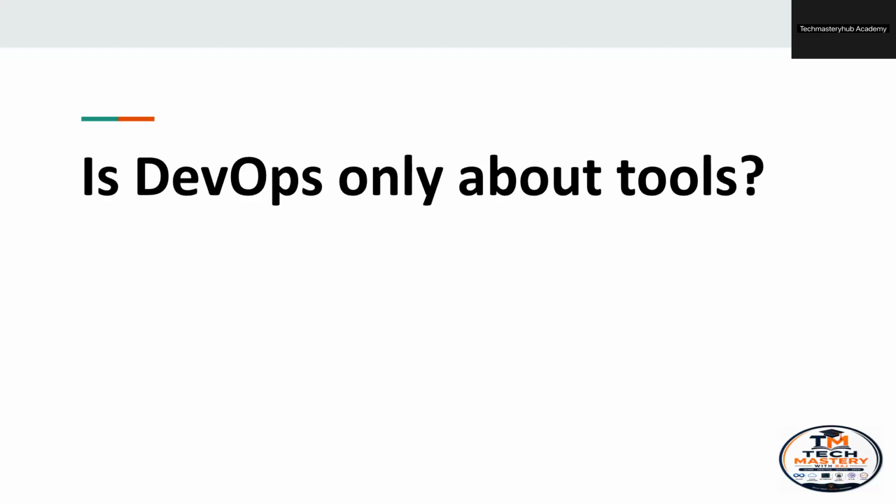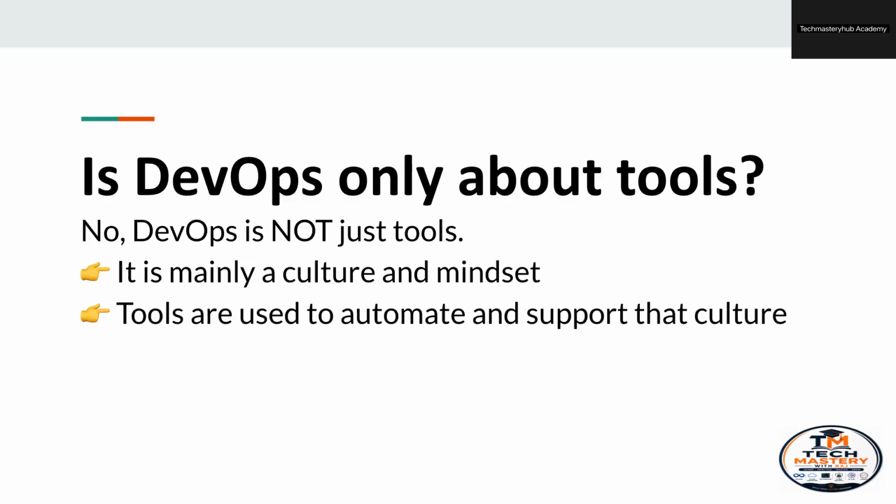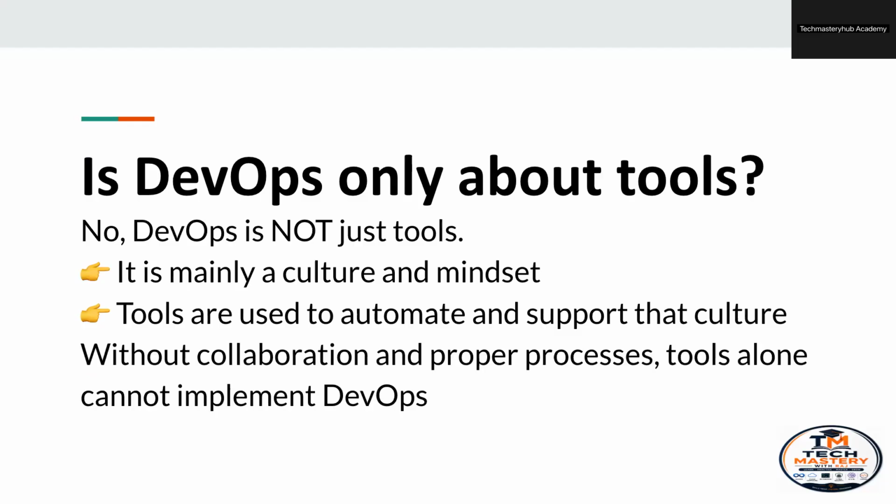So the next question is, is DevOps only about tools? So the answer is no. DevOps is not just about tools. It is mainly a culture and a mindset and a set of practices. Tools are used to automate and support that culture. Without collaboration and proper processes, tools alone cannot implement DevOps.